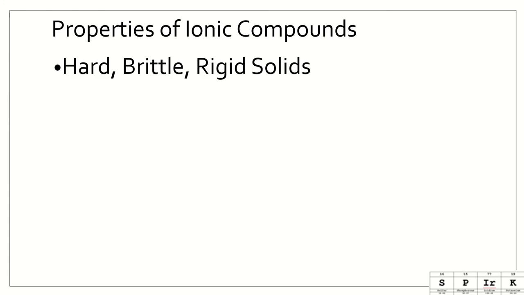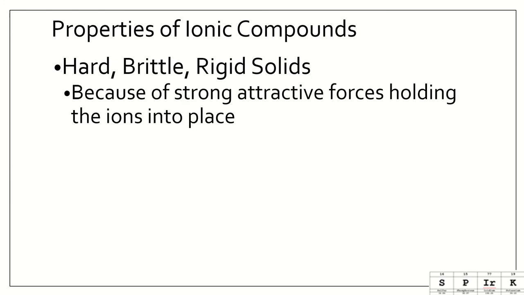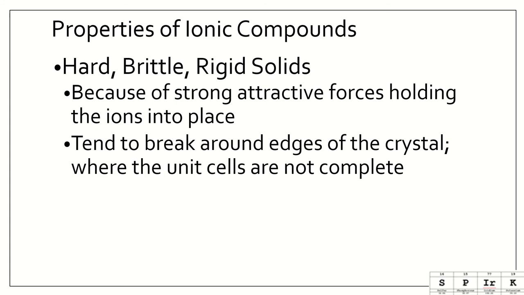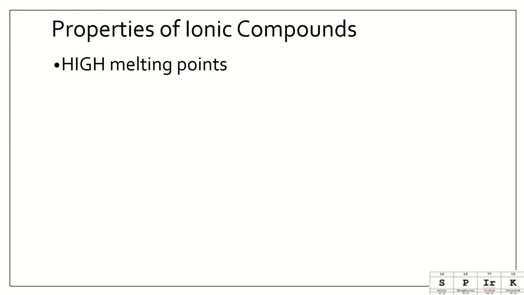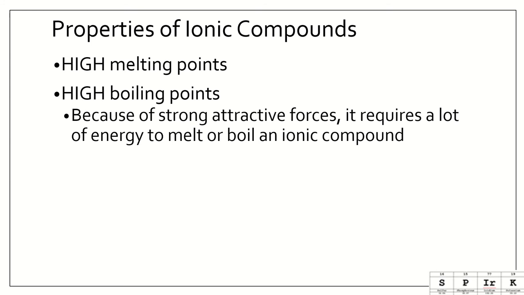All right, so more properties of ionic compounds. They are hard, brittle, rigid solids because of their strong attractive forces holding the ions into place. And they tend to break around the edges of the crystal, where those unit cells aren't complete. That's why crystals don't really crumble, they sort of shear off. They have very high melting points. They have very high boiling points, and this is because of their strong attractive forces. It requires a lot of energy to melt or boil them.